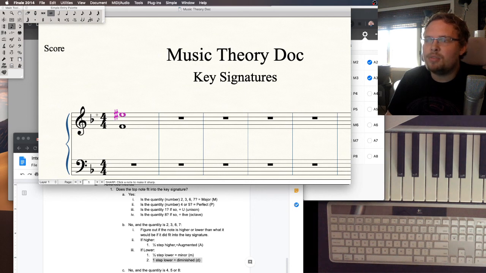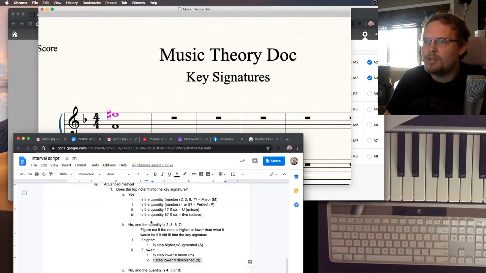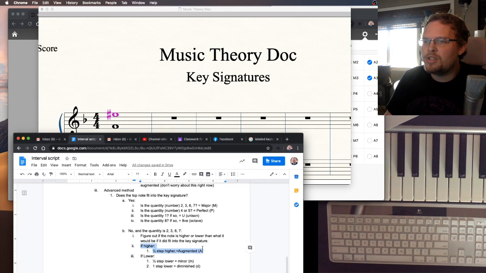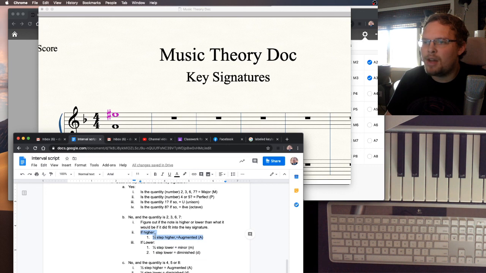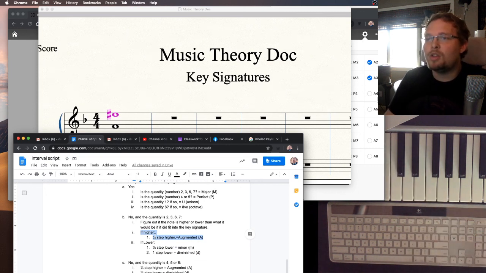So an E sharp does not fit into the key signature. This time it's actually higher, because a normal E is here and E sharp is here. So that doesn't quite work. So if higher, I'm really just stopping here. If it's a half step higher, which is an E to an E sharp, then the quality of this interval right here is an augmented seventh.